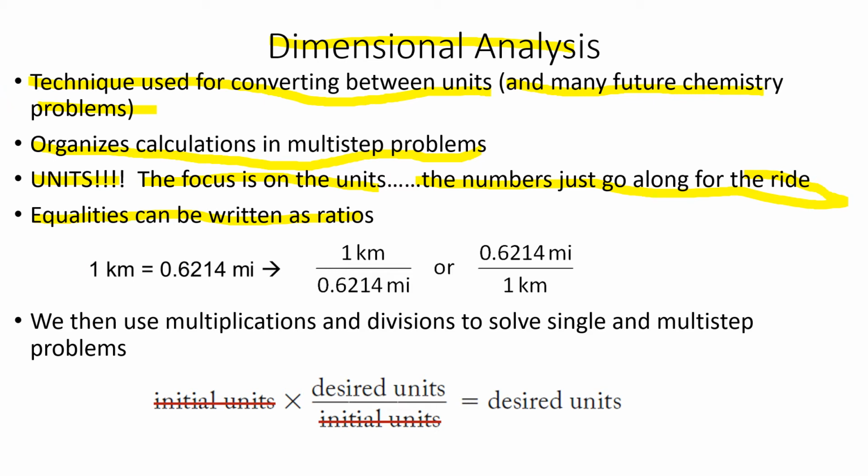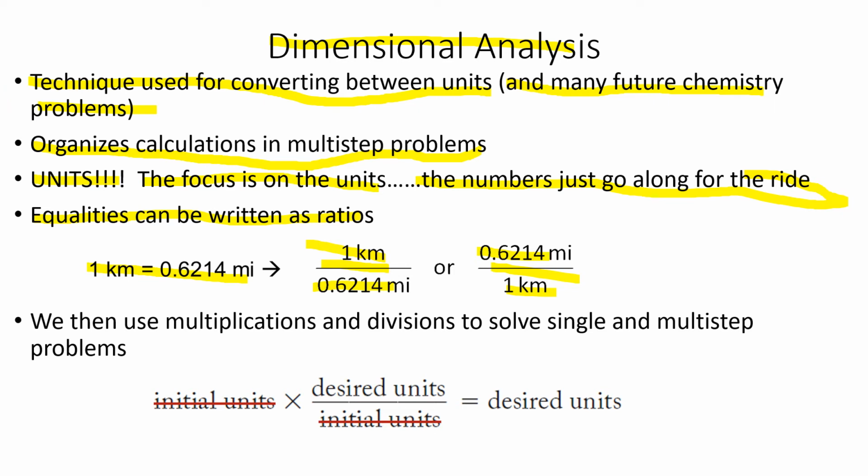Each one of these three, this equality, this ratio, and this ratio, are all explaining or representing the same information. 1 kilometer is 0.6214 miles. We then choose which one of these we want to use for specifically what we have in front of us in order to solve problems.